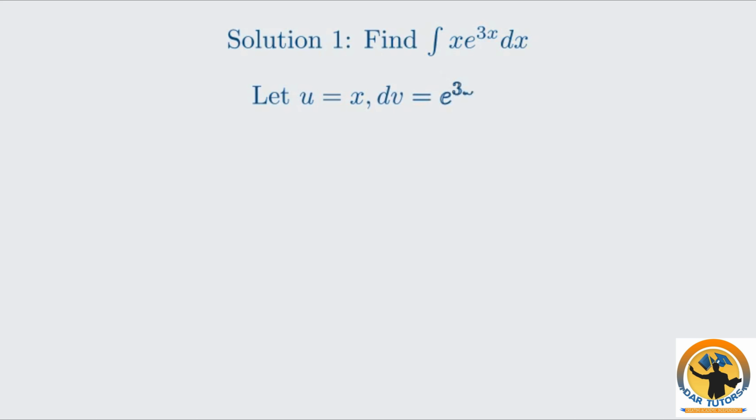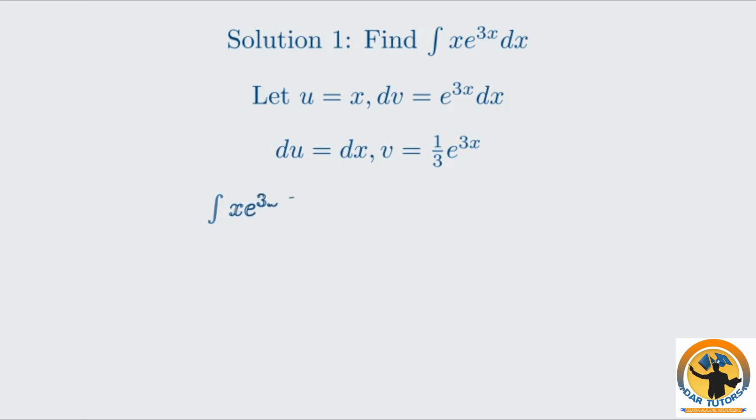Welcome back. Let's go through the solutions. For the first question, we need to find the integral of x e to the power of 3x. We choose u equals x and dv equals e to the power of 3x dx. This gives us du equals dx and v equals 1/3 e to the power of 3x.